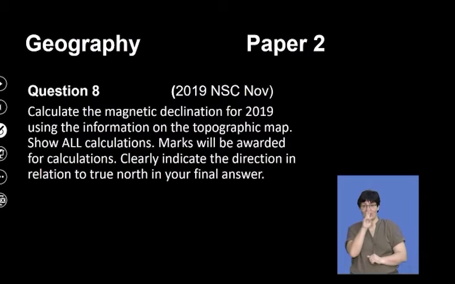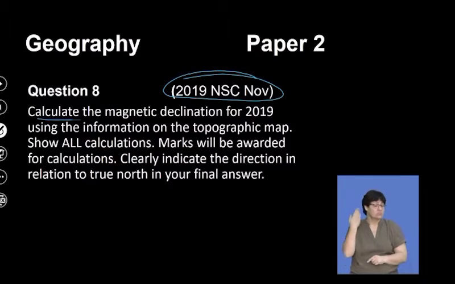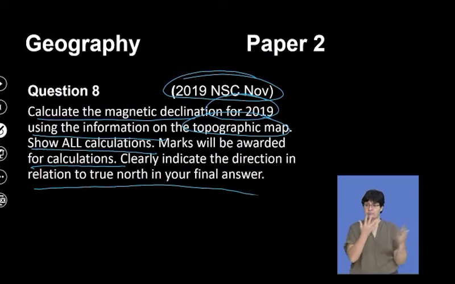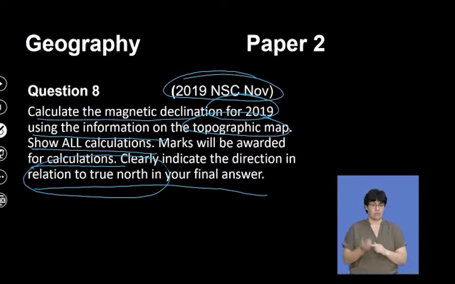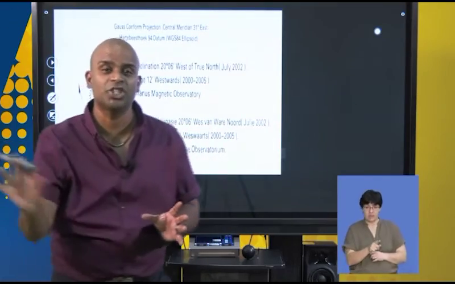Let's look at an example of magnetic declination from 2019. Calculate the magnetic declination for 2019 using the information on the topographic map. Note your standard instructions, calculations, awarding of marks, and make sure that your final answer is expressed in relation to true north. So, remember that this information for magnetic declination is contained in the marginal areas of your map. You've got to find them on your map and use them in this calculation.